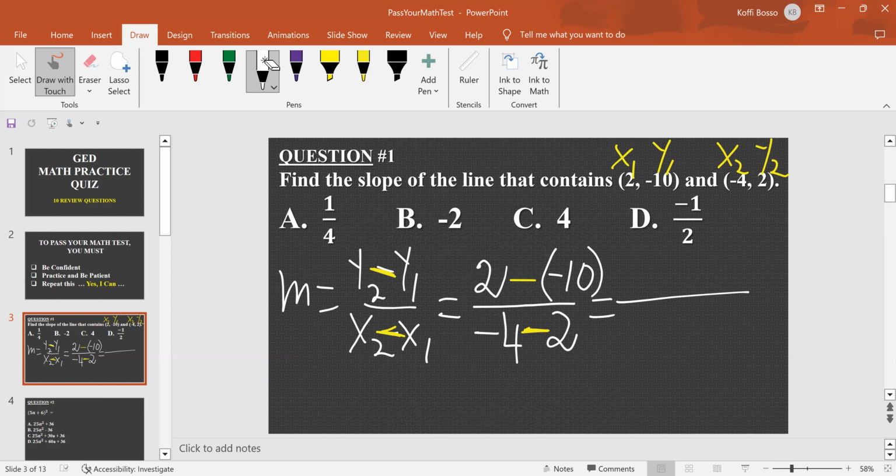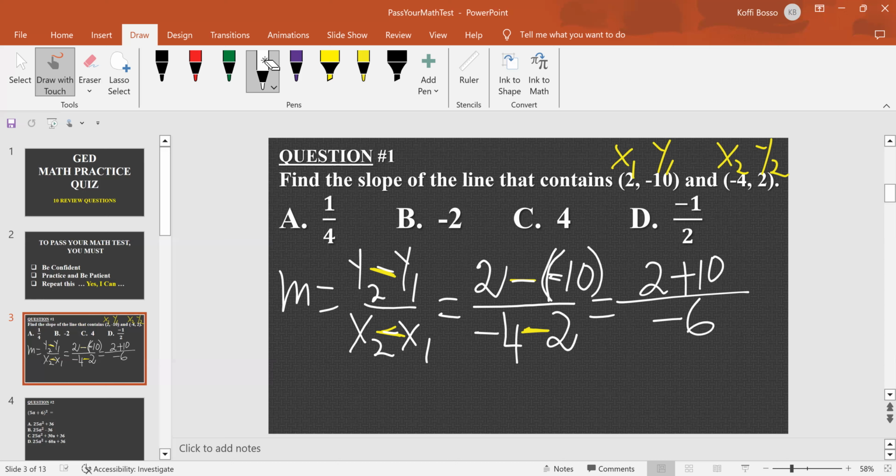Therefore, we're going to have 2 plus 10 divided by -6. Understand that when you have a negative sign, you have an open bracket and you have another negative sign. This means negative multiplied by negative. The bracket represents the multiplication symbol between the two negative signs. So you multiply a negative sign by another negative sign, that turns to a positive sign.